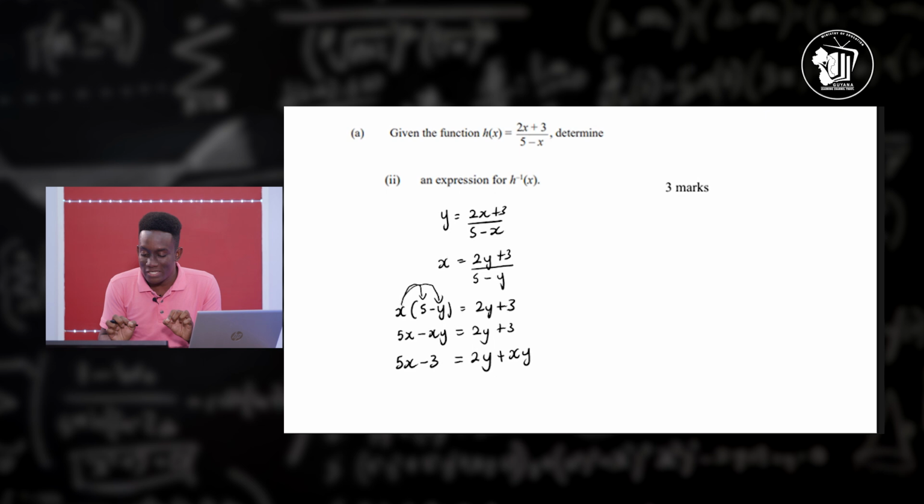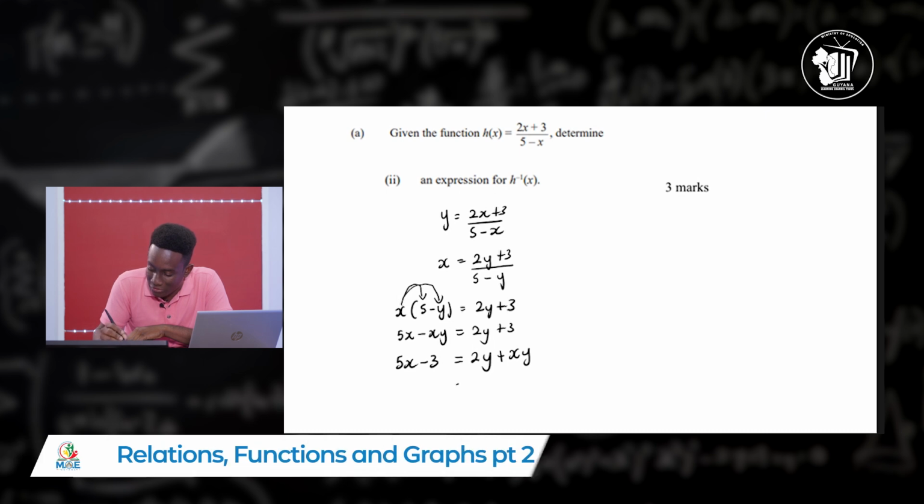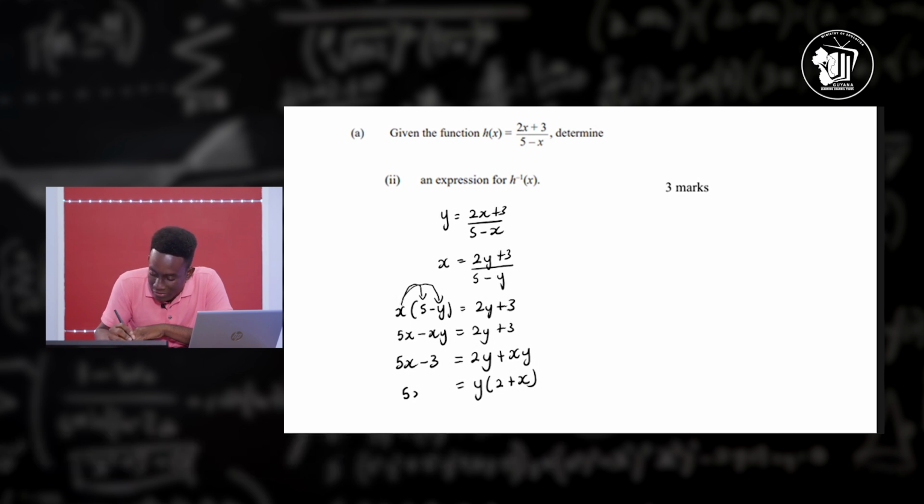Now remember, the aim is to make y the subject. So we think to ourselves, what can we do? We have 2 sets of y's. What can we do to turn these 2 sets of y's into one y? We can do the beautiful thing in mathematics that we learned. We can factorize this side of the equation. Factorizing will not change anything. It is expressing the same thing as 2 things multiplying each other. So we factor out the y here. We'll have y open bracket 2 plus x, and this is 5x minus 3.